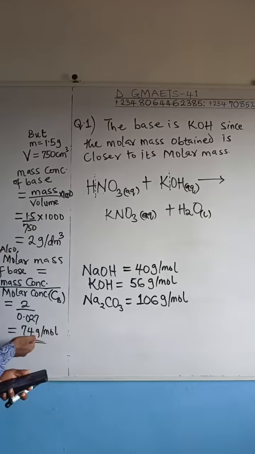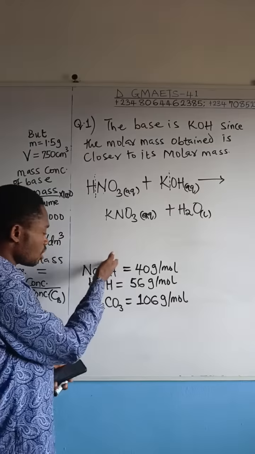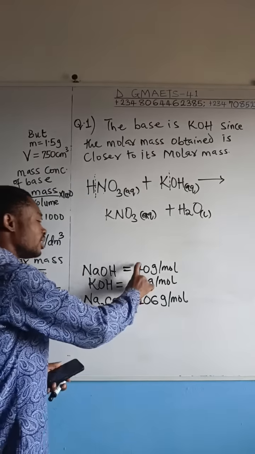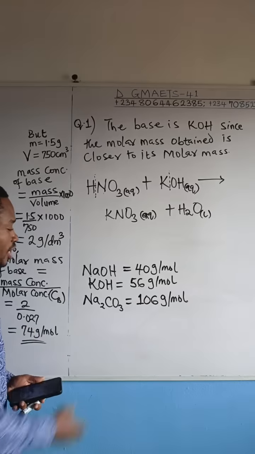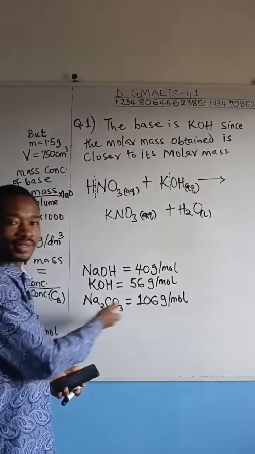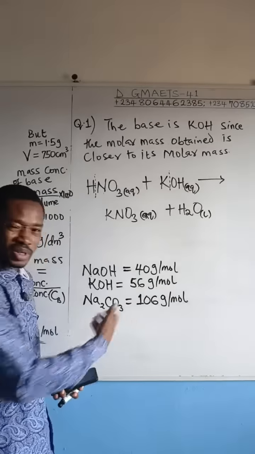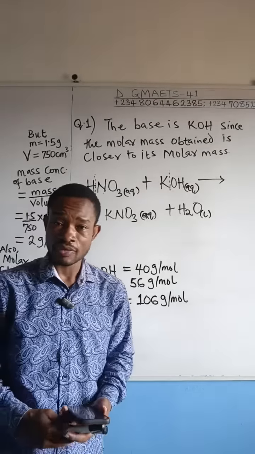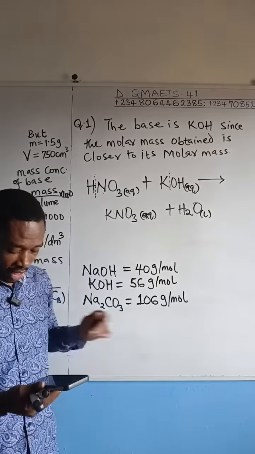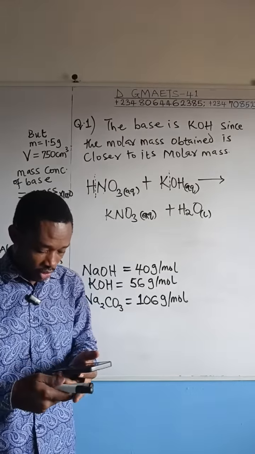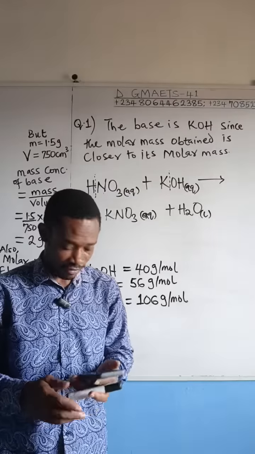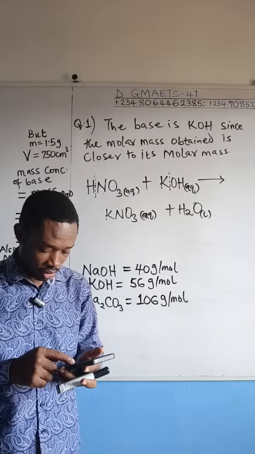Like in my own case, 74, monoacidic bases are sodium hydroxide and potassium hydroxide, but this 56 is the one that is closer to that 74. This one is a diacidic base, right? Supposedly it's used as a base for a titration experiment, so it's diacidic. All right, so Esther Onyako, I hope I've been able to answer your question.